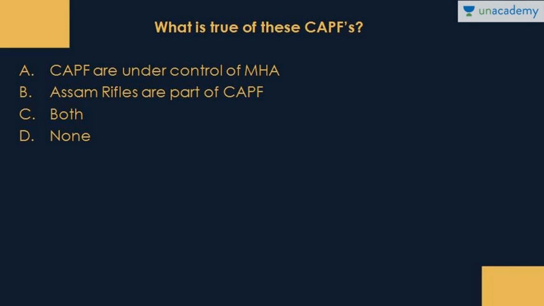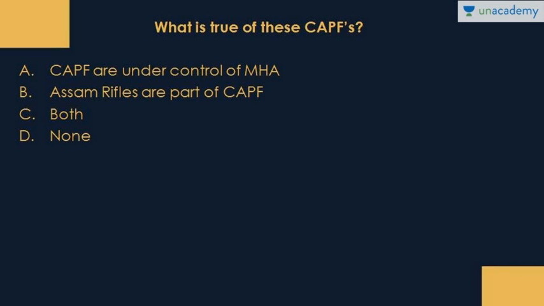So next and last question, what is true of these Central Armed Police Forces? A, they are under the control of Ministry of Home Affairs. B, Assam Rifles are part of CAPF. C, both of them are correct. Or D, none of them is correct. So well, none of them are correct here.